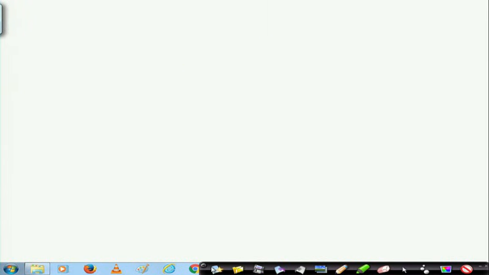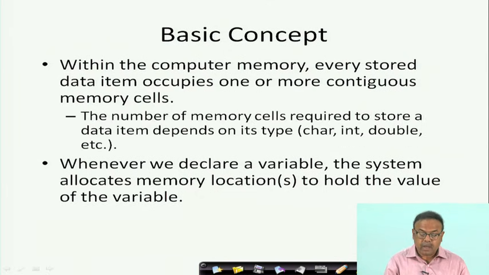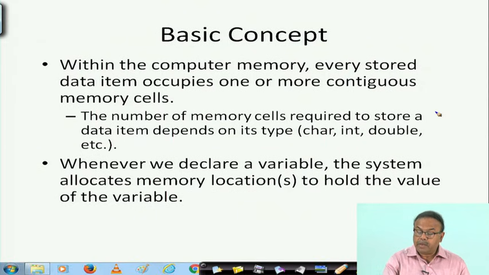All right, address of another variable. So, now let us look at the basic concept. Every stored data item occupies one or more memory cells. Whenever we declare a variable, the system allocates memory locations to that variable. We know that very well, so need not spend more time on that. The number of memory cells required to store a data item depends on its type. Typically for char we need 1 byte, for int we need 2 bytes, for float we need 4 bytes, etc.